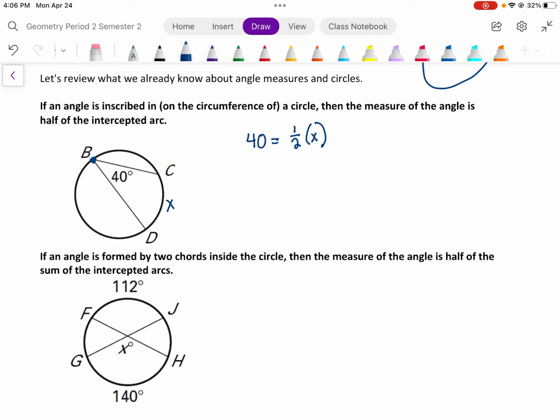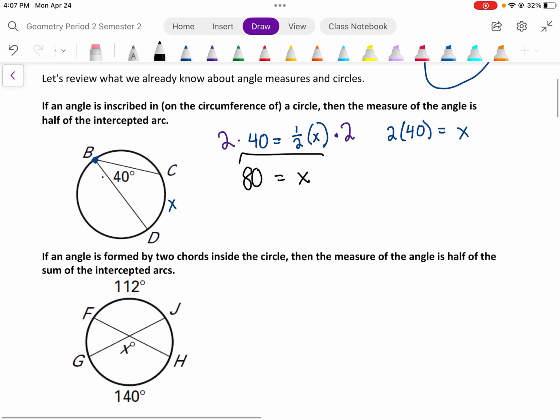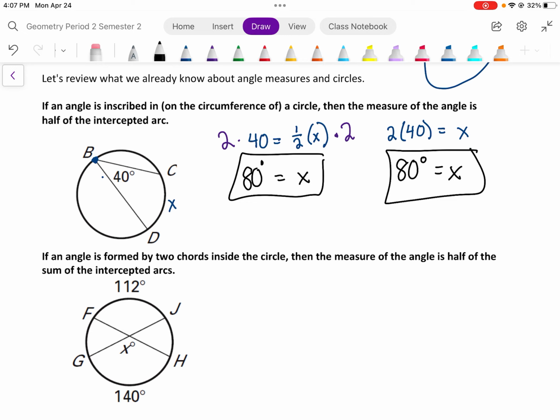So if you take the angle, that's equal to half the arc, or you can take the angle times 2, and that's going to give you your arc measure. Whichever approach you like, you can use. So then when you solve, you end up with the same answer, whether you use the first one or the second one, where 80 degrees would be the arc measure in this example.